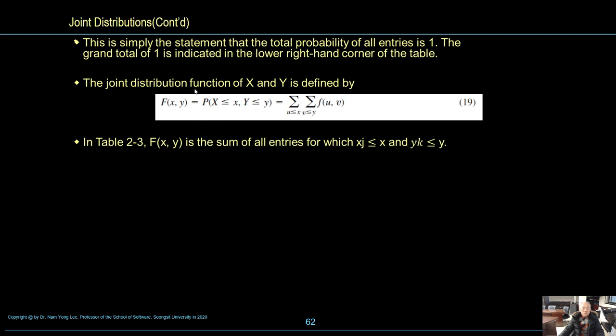The joint distribution function of X and Y is defined by formula 19. In table 2-3, F(x, y) is the sum of all entries for which xj is less than or equal to x and yk is less than or equal to y.